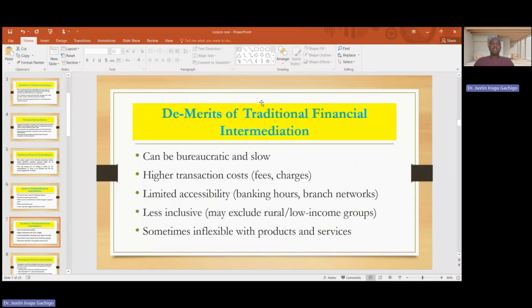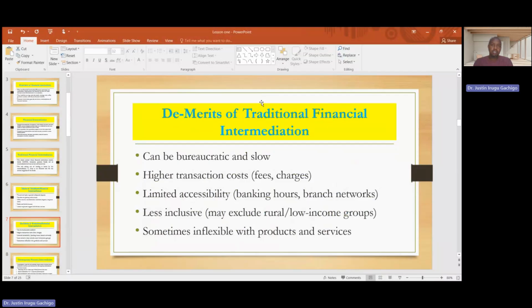Now, let us look at the demerits of traditional financial intermediation. One, they can be bureaucratic and slow. You are very much aware that whenever you go to a bank, the process of processing a loan is very cumbersome, with huge lines, and many people have to fill in forms. It's supposed to be signed by the credit officer, the credit manager, the risk manager. All these are bureaucracies, which you do not see in contemporary financial intermediation.